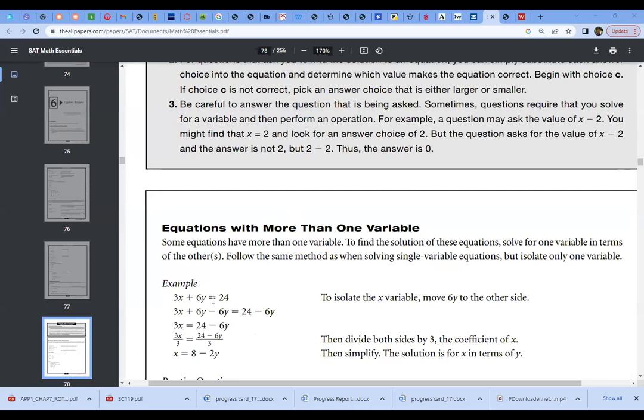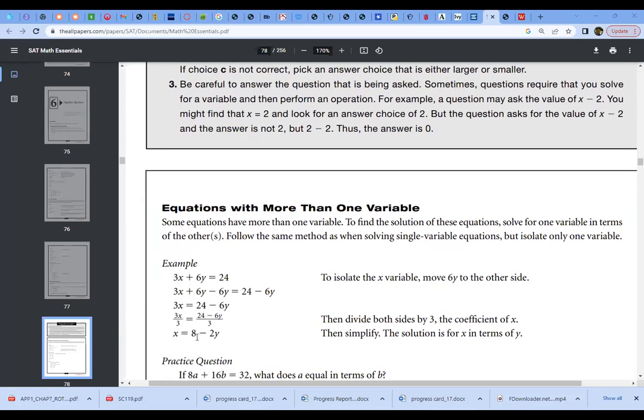So if you have 3x plus 6y equals 24, as we mentioned, you're going to move the variable 6y to the other side. So we're going to subtract 6y from both sides. So 3x equals 24 minus 6y. If we divide by 3 over here, it's going to be x equals 24 divided by 3 is 8, and 6 over 3 is negative 2, so x equals 8 minus 2y. This is the way to find one variable in terms of the other variable in an equation with two variables.